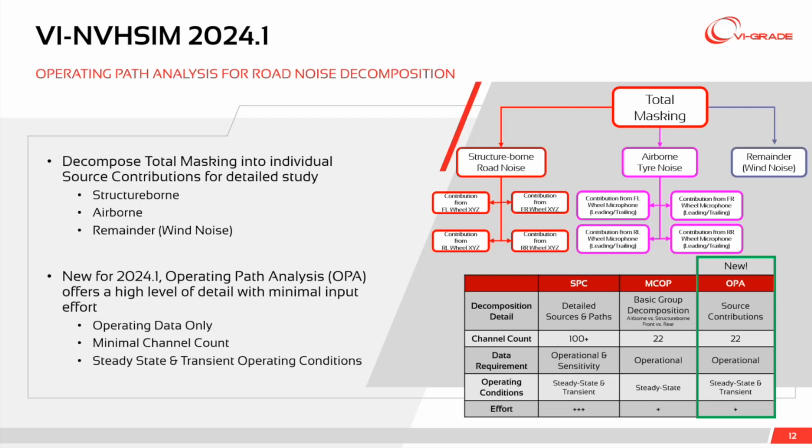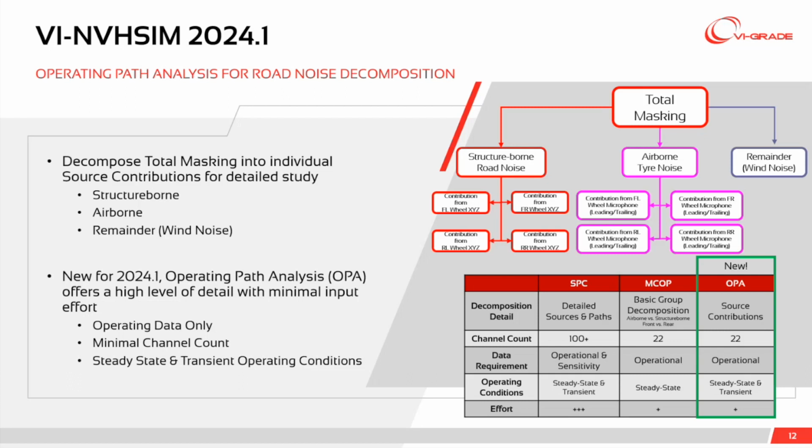Previously, VI-NVHSim did include an option for road noise decomposition, similar to the OPA, that we called MCOP, for multiple coherence output power. So it's a multiple coherence based method which performs some basic level of decomposition. It really just does it to the group level. If I specify here, it's really just this first level. We can take this total and break it down into the three components: basically structure-borne road noise, airborne road noise, and the remainder, which we'll call wind noise in this case.